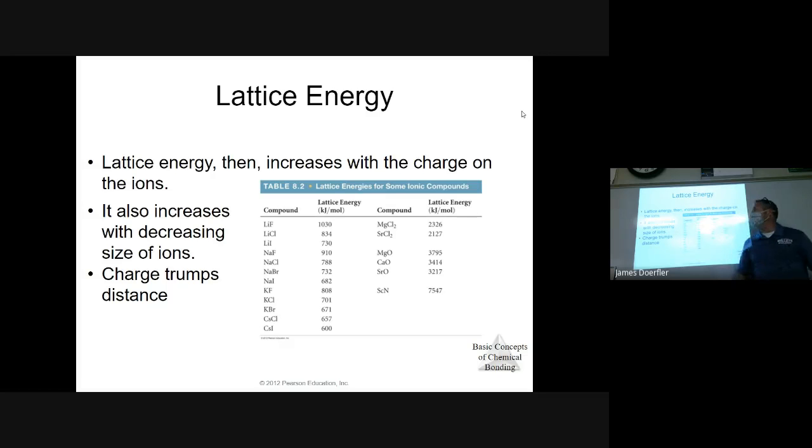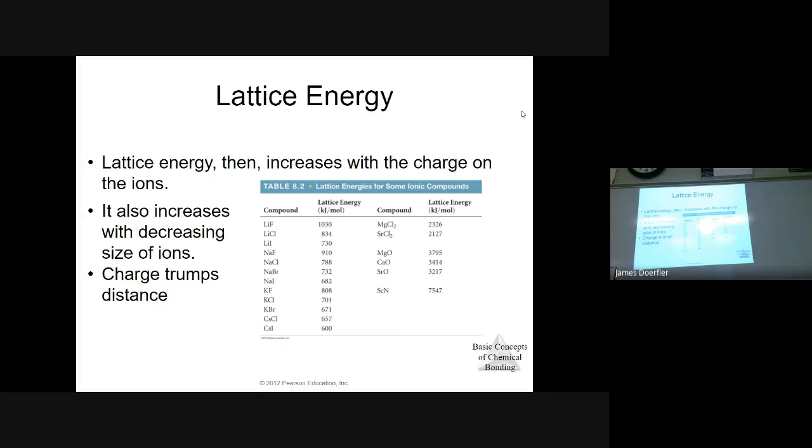lattice energy increases with decreasing size of ions. So, simply putting that statement is the smaller they are, the greater the lattice energy. Because when you are a large ion, you have a great distance between your two nuclei. Okay? That means it's kind of like when you try to shake hands with somebody and they're really far away and you're reaching, compared to, you don't have to.